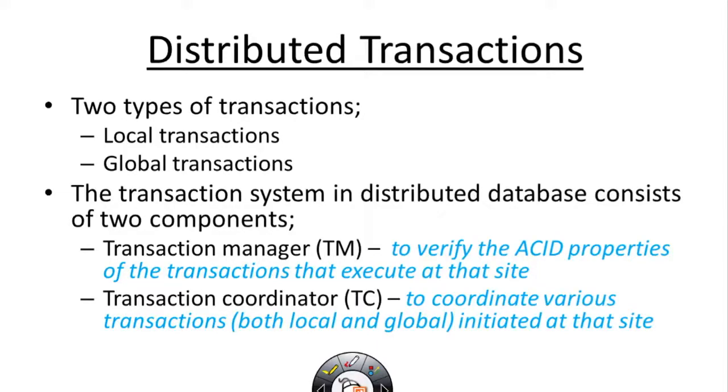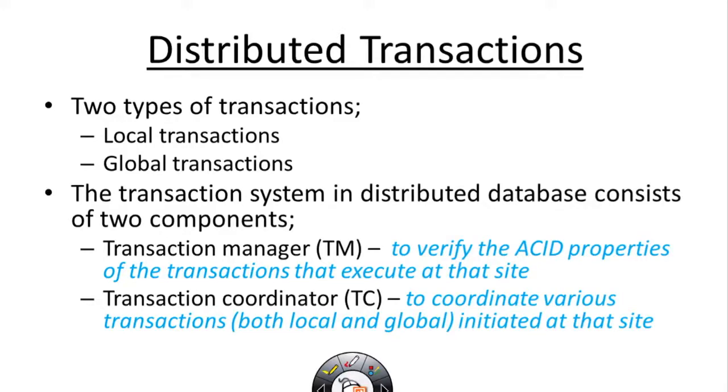One more example would be a manager who is responsible for taking the compiled report of all the branches or all the different sites. He has to collect the data from multiple sites to the local site and process the request. These are some of the examples of global transactions. So in a distributed database management system, we have two different types of transactions: one is local and the other one is global.